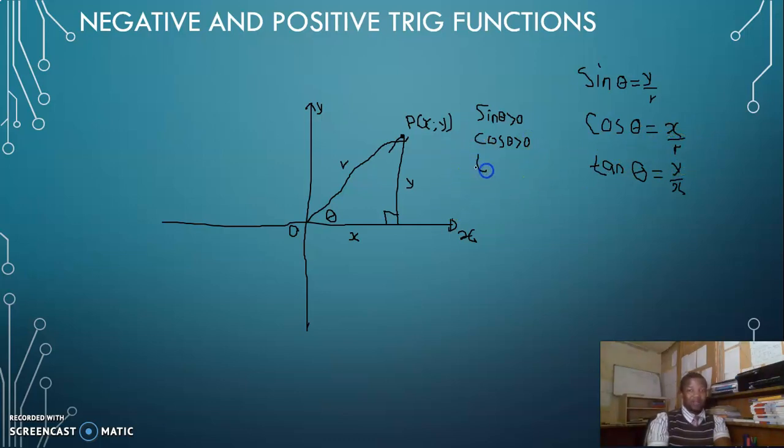Now, what about tan theta? For tan theta, x is positive, y is also positive. So the whole thing is positive. That means tan theta is also positive. All right. So we say all trigonometric functions here, all of them, they are what? They are positive. None of the trigonometric functions is negative here. All of them are positive.